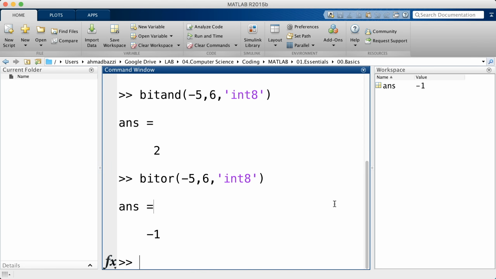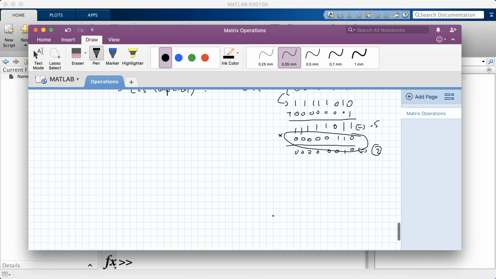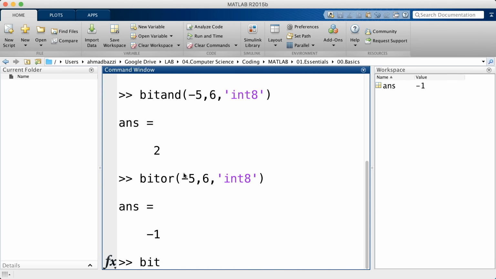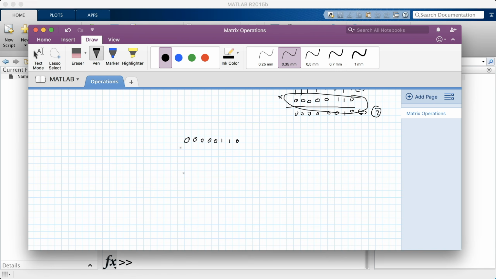Now let's say I've got the 6 again, so 6 right here, let me just copy paste it here. It's getting messy up there. 0, 0, 0, 0, and 0, 1, 1, 0. Let's say you want to do a bitcmp, a bit complement, of 6. You'll get a minus 7. Let's invert all the bits. That's what the complement does. You'll get 1, 1, 1, 1, 1, 0, 0, and a 1.